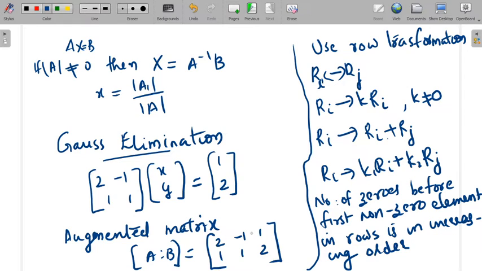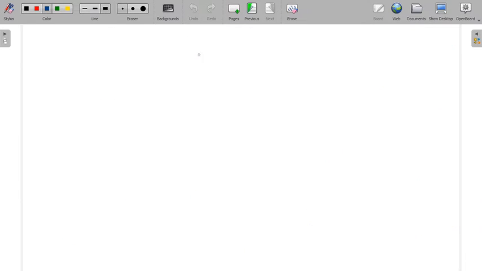So if you look at this matrix AB, there are no zeros in the first row. ഇവിടെ ഒരു സീറോ ഉണ്ടെങ്കിൽ പോലും നമ്മൾ അതിനെ കൗണ്ട് ചെയ്യില്ല. We just count the number of zeros before the first non-zero element. So there is no zeros in the first row. So we make at least one zero in the second row. We try to change this element to zero by row transformation. So you can make use of the transformation.